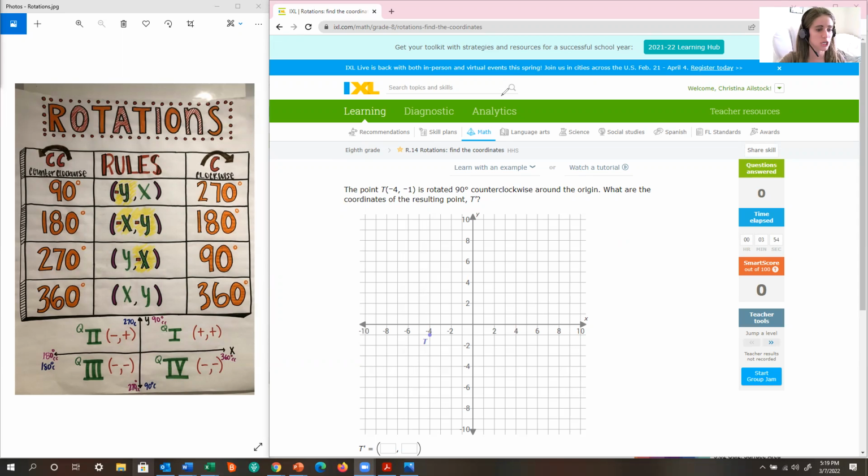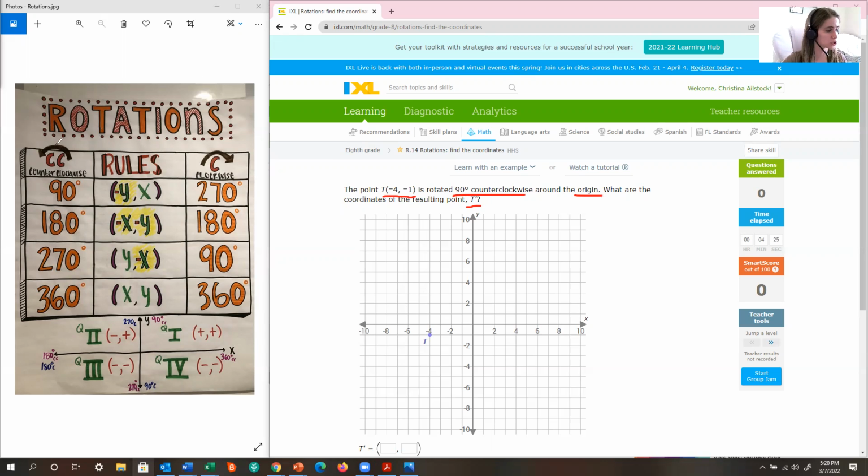Our first question here says point T is located at -4, -1. And it is rotated 90 degrees counterclockwise about the origin. All of the problems we work with in this are going to be about the origin. And we are asked to find what would be the resulting point T prime. Well, the first thing is we need to identify how it's being rotated so we can identify our rule. I notice that it's 90 degrees counterclockwise.